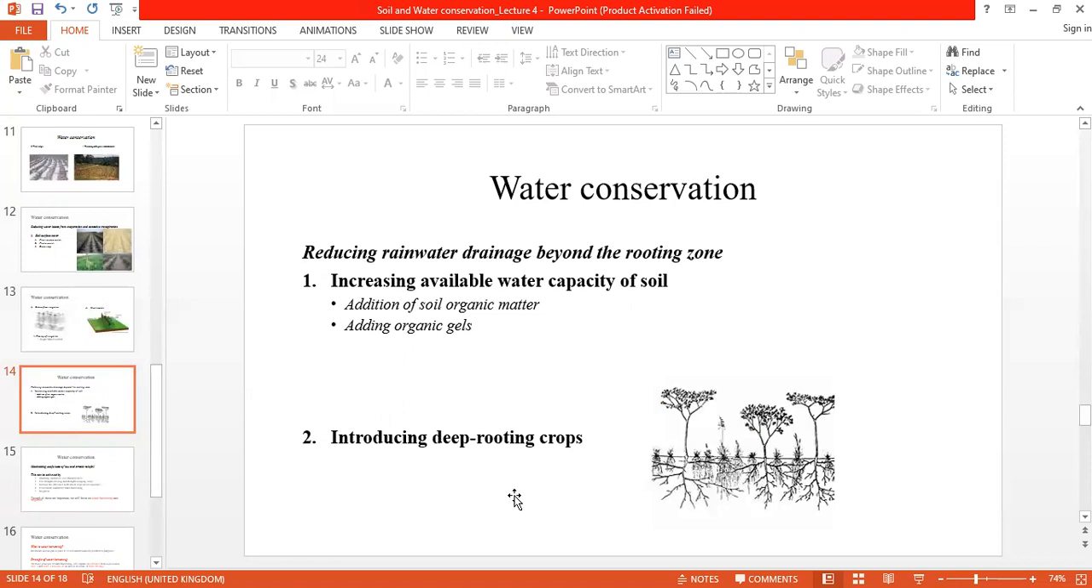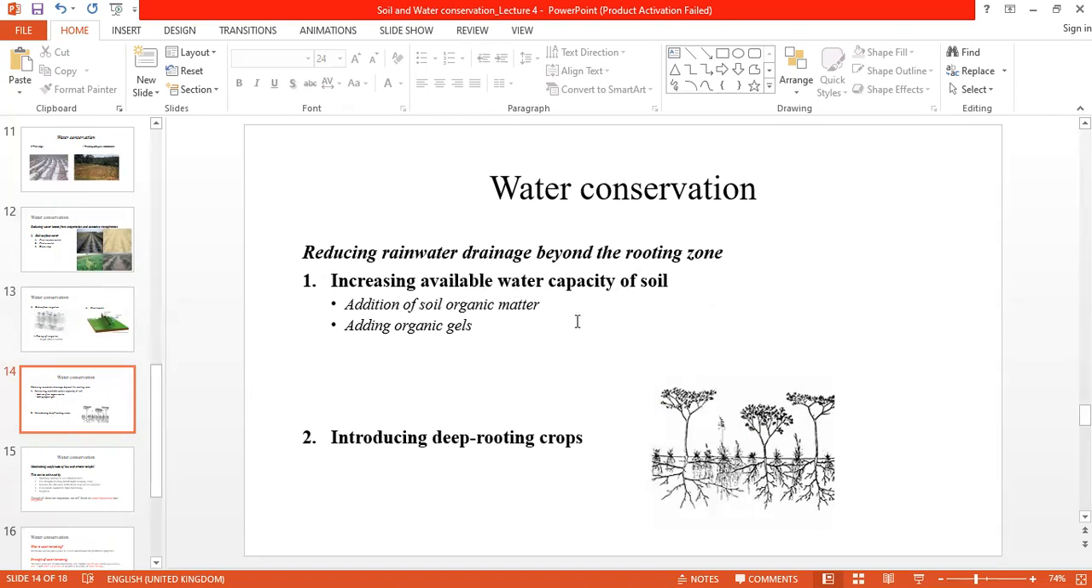But also now we need to make sure that, having made sure that it's not evaporating, it's also not going deep beyond the root zone. What we need to do is keep it in the root zone. How do we do that? We have to increase the available water capacity.